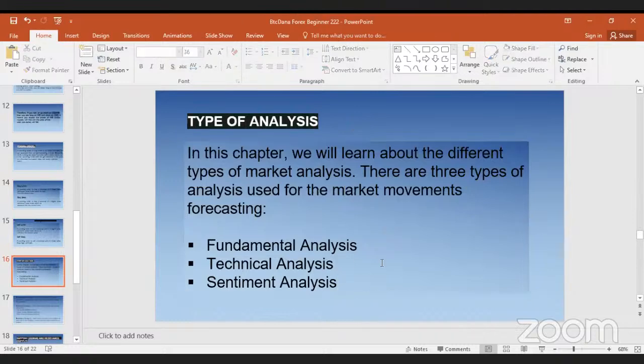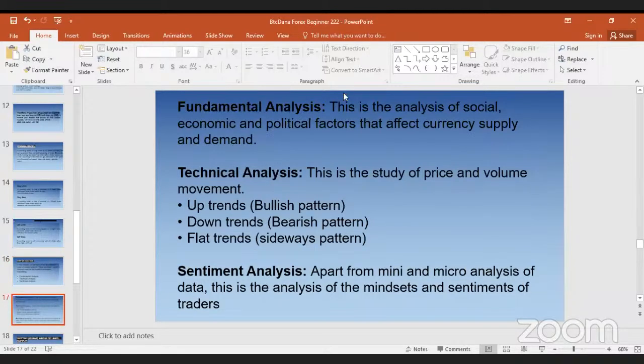The fundamental analysis deals more with news. It deals with the social, economic and political factors that affect a currency's supply and demand. You want to look at the international news and see what is going on in the currency pair that you love trading the most. Say you love trading the US currency pair. You want to know what is going on in the US economy.